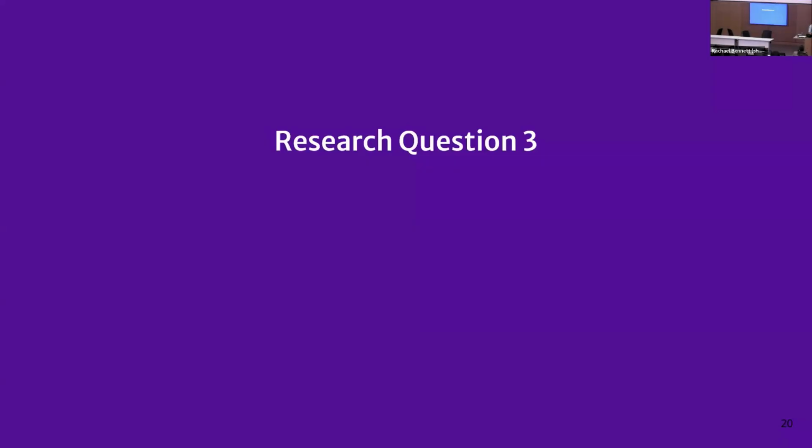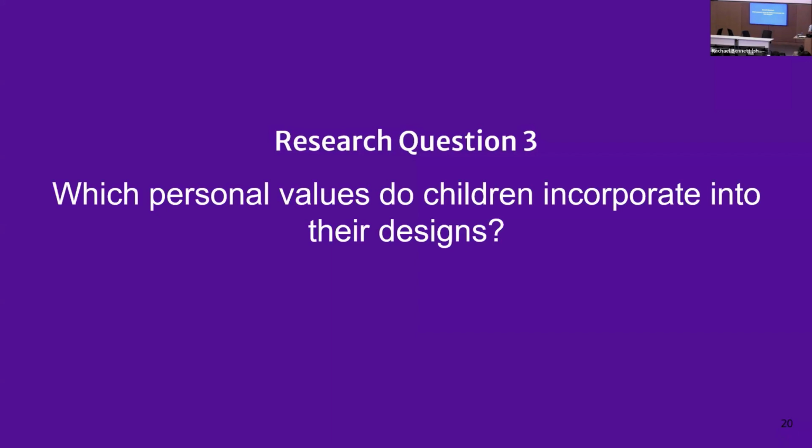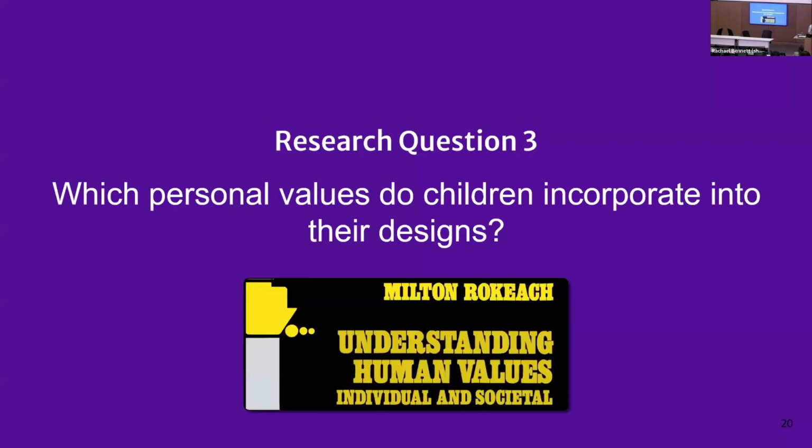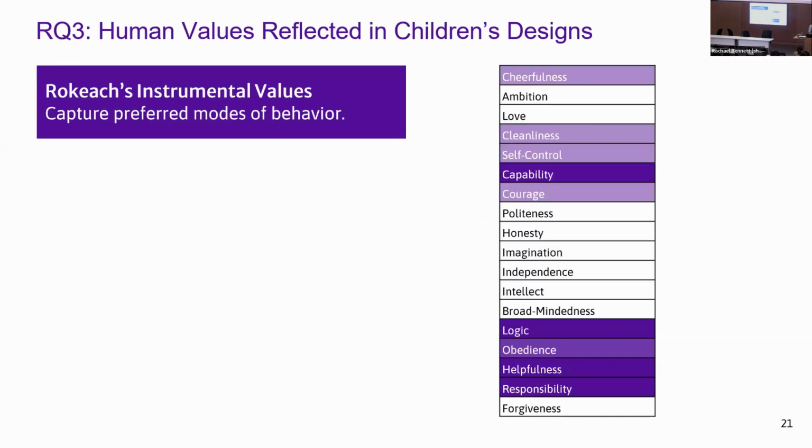As a third step, we look into the personal values that children incorporate in their designs. We use the Rokeach Value Survey as an analytical framework to examine the values reflected in children's designs. In terms of Rokeach's instrumental values, values that determine the expected behavior of their machines, we found that most children valued capability, obedience, responsibility, and helpfulness from their machines, which is similar to values like reliability, safety, and trustworthiness that are commonly discussed in the ongoing discourse in human-centered AI.